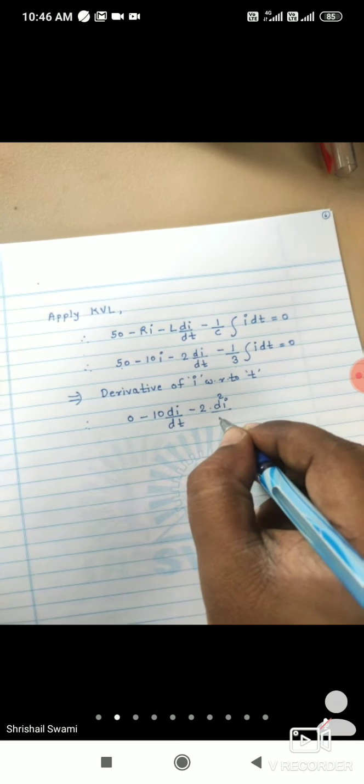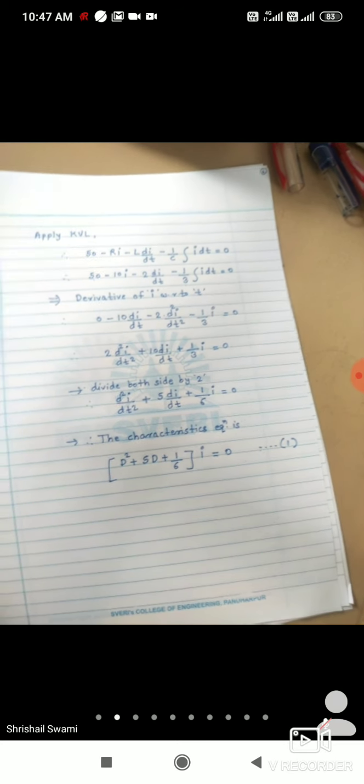Now take the characteristic equation. The characteristic equation is d square plus 5d plus 1 upon 6, bracket complete, into I is equal to 0. So this is equation number 1.